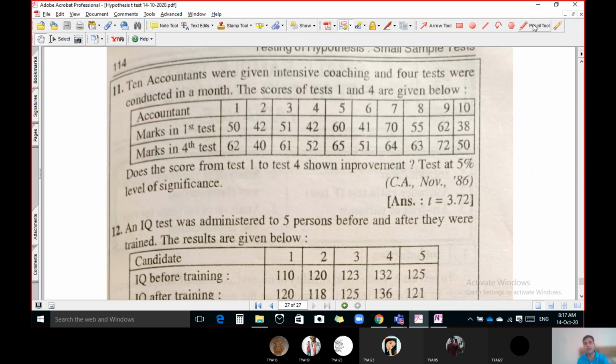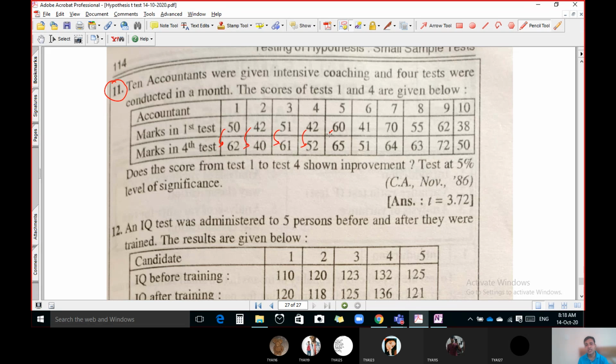See, question number 11. 10 accountants were given intensive coaching and 4 tests were recorded in a month. The scores of test 1 and 4 are given below. So there are 10 accountants, marks in first test are given, marks in second test are given. See, marks in first test is 50, in second test is 62. Here 42, but in fourth one it is 40. It reduces.